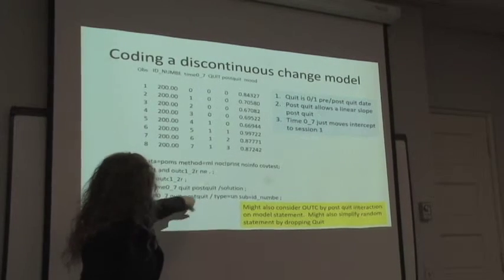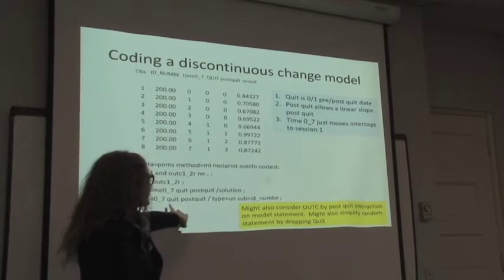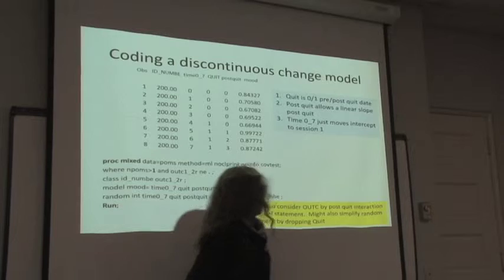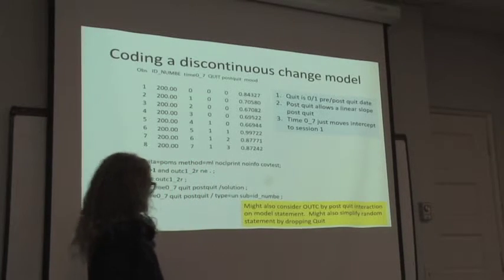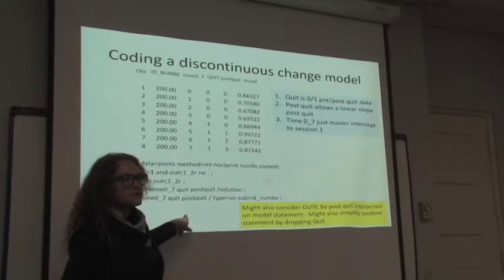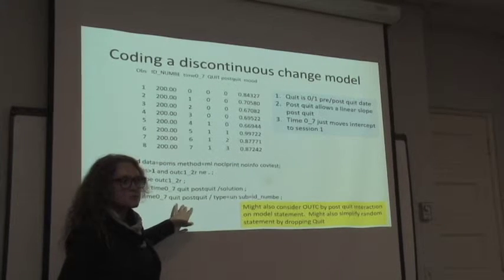These don't have interaction terms, but this will be some starting syntax for that, but you might add outcome by post-quit date interaction. Does anyone work with these discontinuous change models?